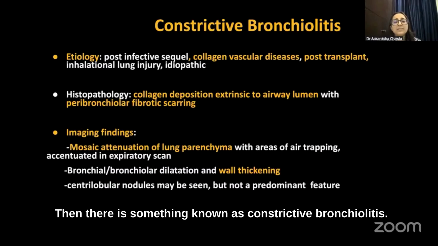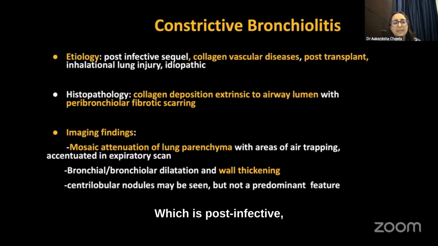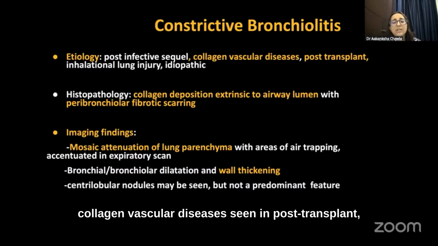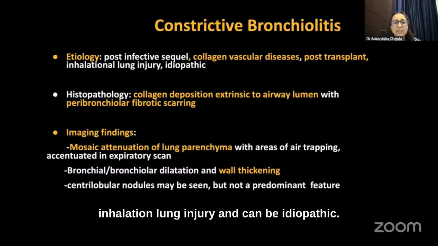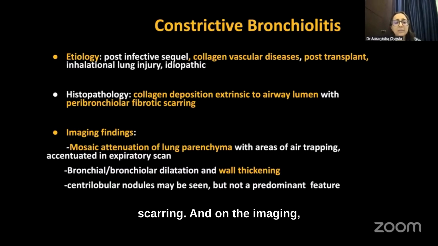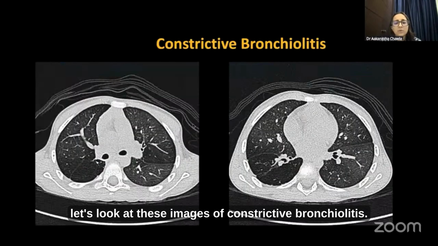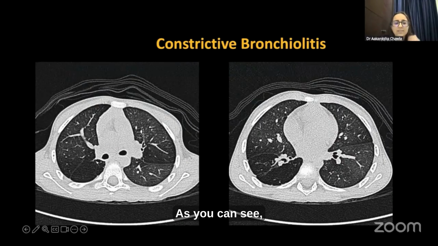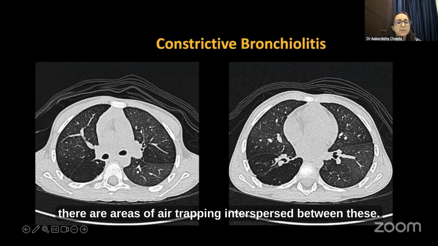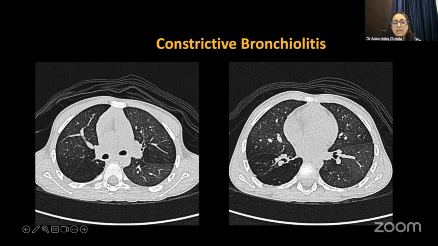Then there is something known as constrictive bronchiolitis, which is post-infective sequelae, collagen vascular diseases, seen in post-transplant, inhalation lung injury, and can be idiopathic. Now, in histopathology, you would see collagen deposition extrinsic to the airway lumen with peribronchial fibrotic scarring. And on imaging, you would see mosaic attenuation of the lung parenchyma. So let's look at these images of constrictive bronchiolitis. As you can see, there are areas of air trapping interspersed between these. So these are characteristic of constrictive bronchiolitis.